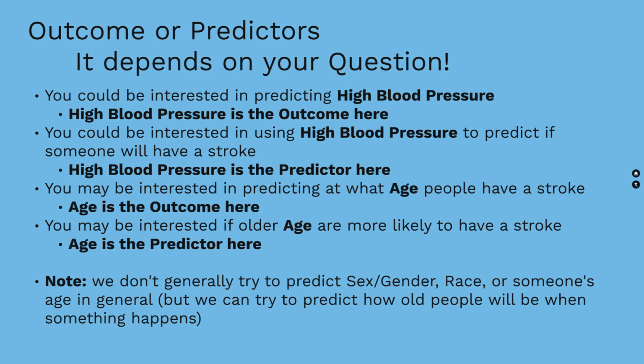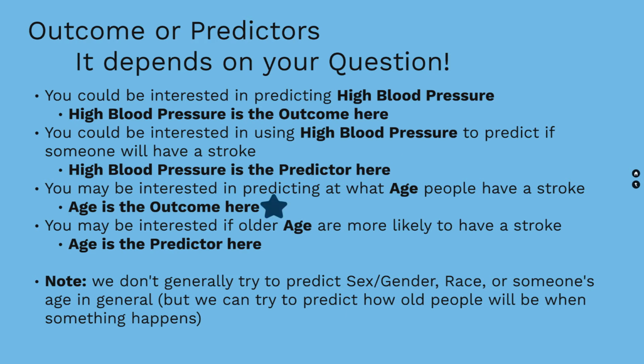We've seen that defining the question is incredibly important, and determining whether a variable is an outcome or predictor can be tricky sometimes. You could be interested in predicting high blood pressure. In that case, the high blood pressure is the outcome. But you could be interested in using high blood pressure to predict if someone will have a stroke. In that case, high blood pressure is the predictor.